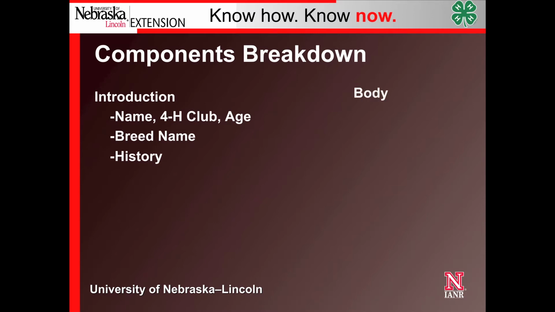Next, you want to talk about the body of the showmanship. First of all, you want to start from the head and work your way down to the back, the wings, the tail, the legs, and finally the vent. But for here, we'll talk about the head first.